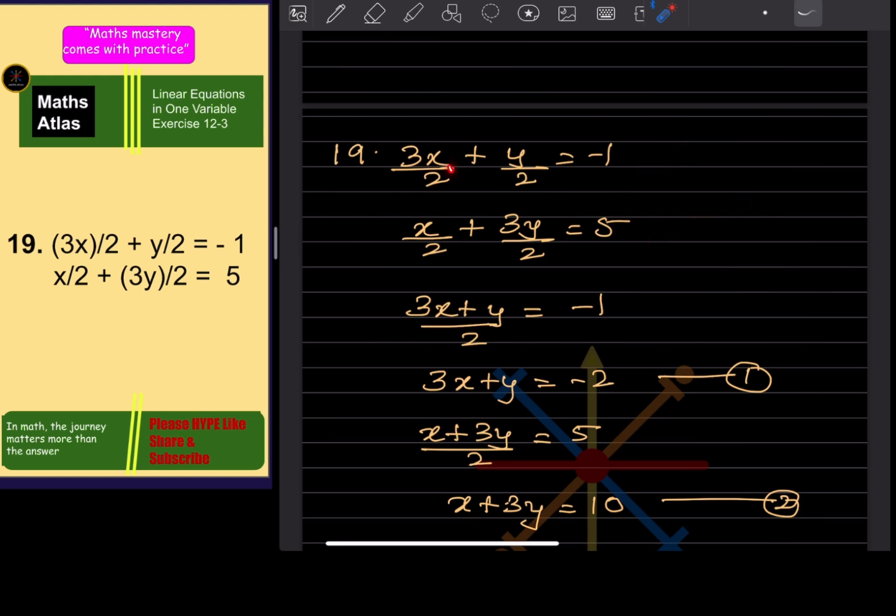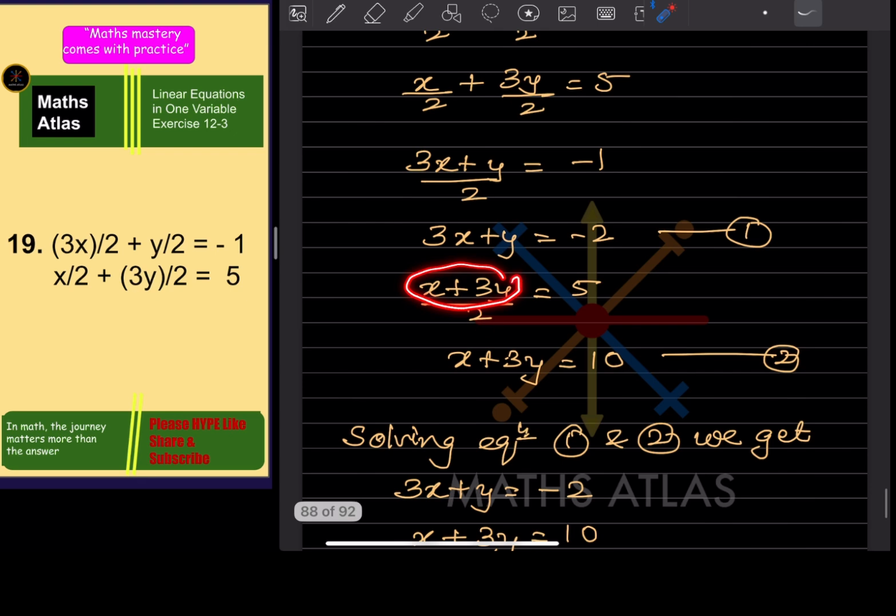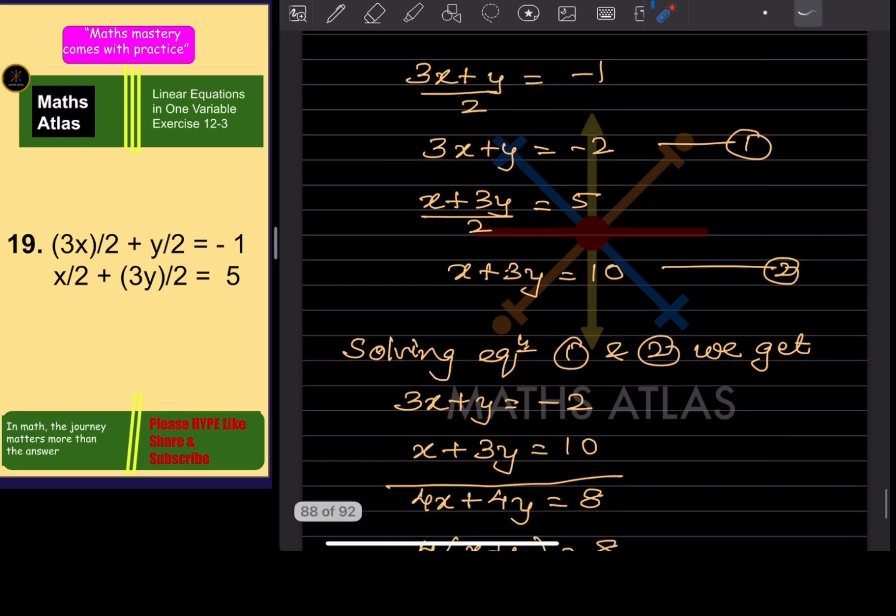Now I'll just show you the LCM here. Both sides is 2. So what you are going to do, just write here 3x plus y as it is, divided by 2 is minus 1. So it becomes 3x plus y will be minus 2. Again for this one, the denominator is 2. So just write x plus 3y divided by 2 is 5. So x plus 3y is going to be 10. And then you are going to solve it.